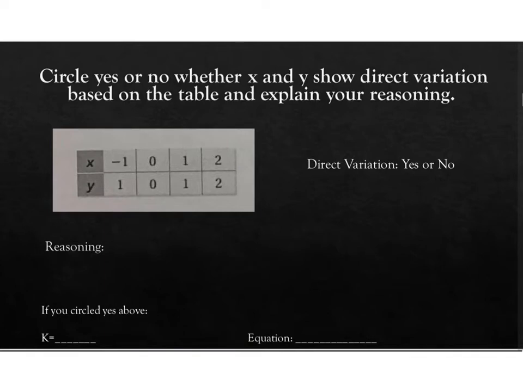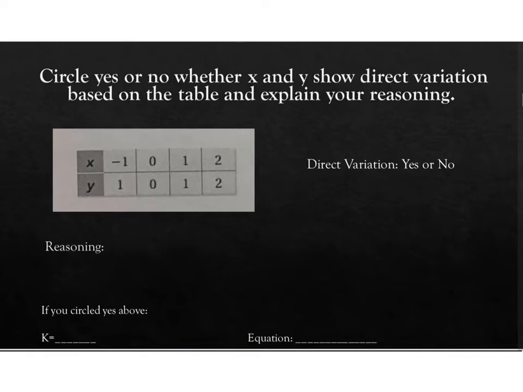So the proportional piece would be finding that k value. Straight line, you can kind of think of it if you were to draw it, or you can actually draw it out and figure out if it's a straight line. And then does it go through the origin? Sometimes it's a lot more clear to figure that out. Now, if we circle yes here, then we're going to fill out our k values and our equation afterwards.